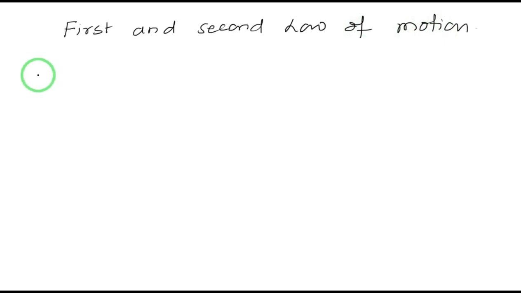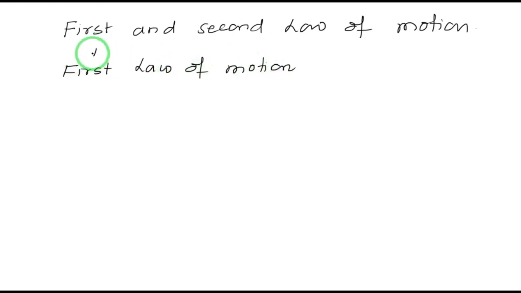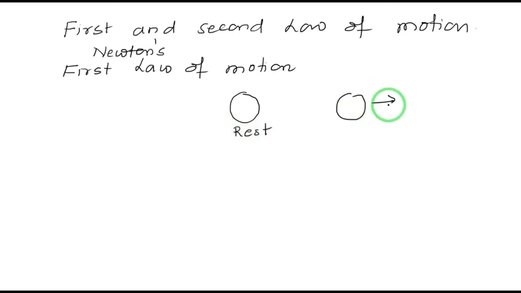Now, not to forget these laws, let us conclude this video by recalling the first law as well as the second law. So what does the first law tell us? Let me write here, Newton's first law of motion. So credit should go to Newton, father of physics. So what does he say? The body which is at rest or the body which is in motion exhibits a property called inertia.